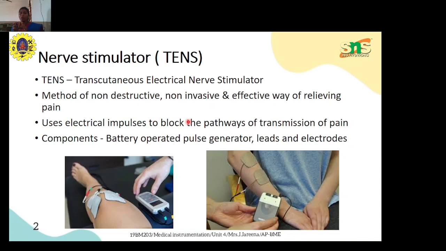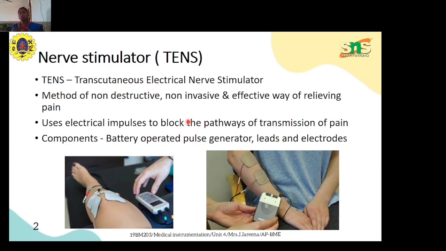Since we apply this device just over the surface of the skin, it can be considered a non-destructive and non-invasive method, and it acts as a very effective pain reliever. The main backbone of this device is the electrical impulse. By applying this electrical impulse, we block the pathway of the pain to the brain, so that the brain will not feel the pain. In this way we get pain relief.